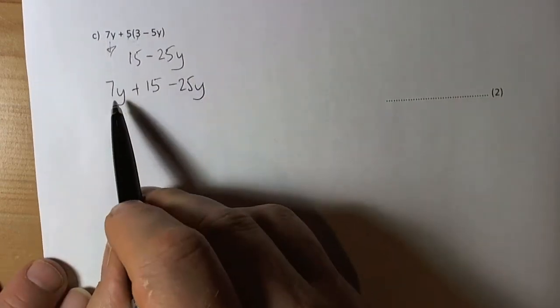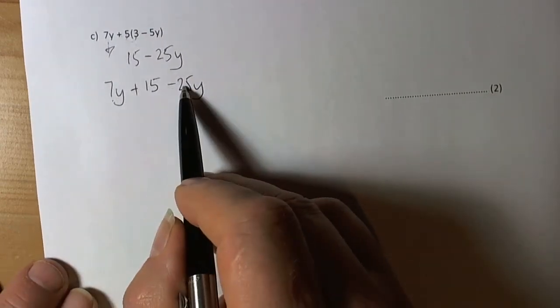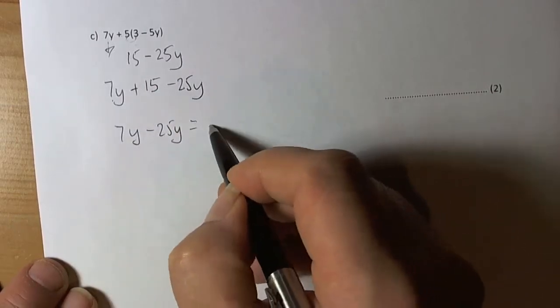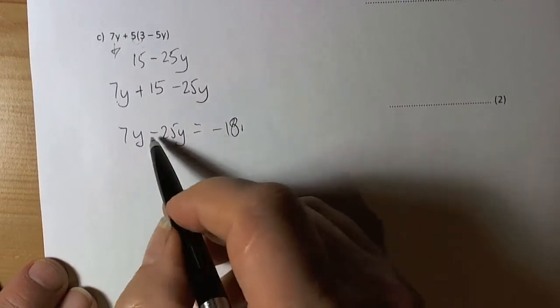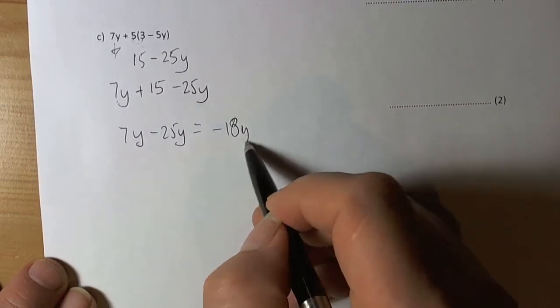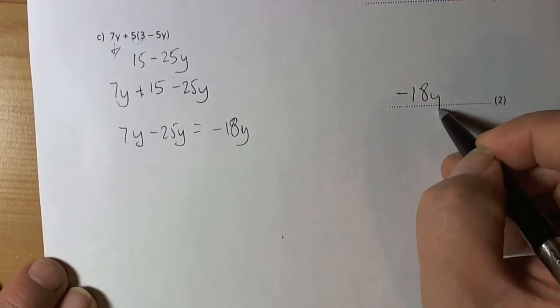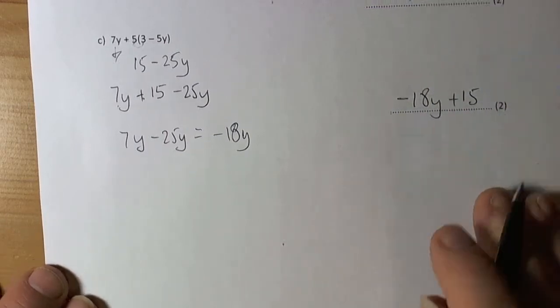Well, what we've got to deal with is 7y's take away 25y's. So that means we've gone down to negative 18y's, and we've still got the plus 15. So negative 18y plus 15.